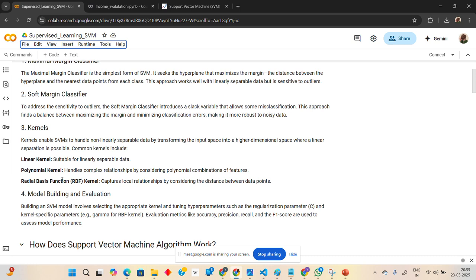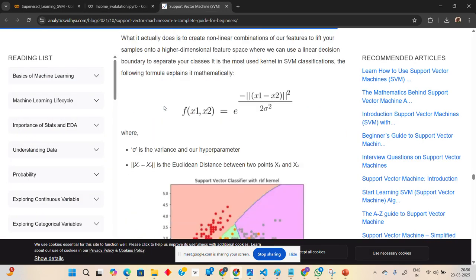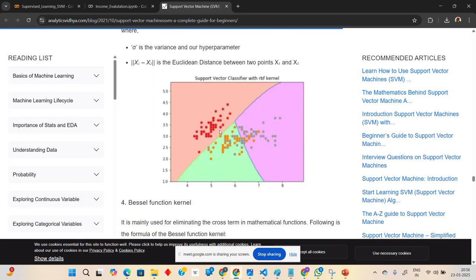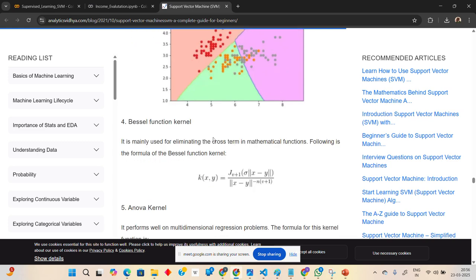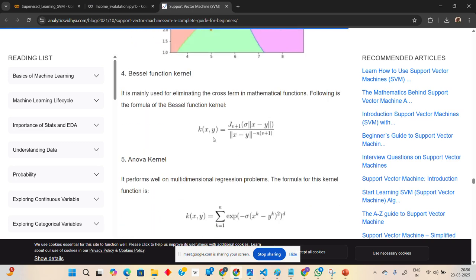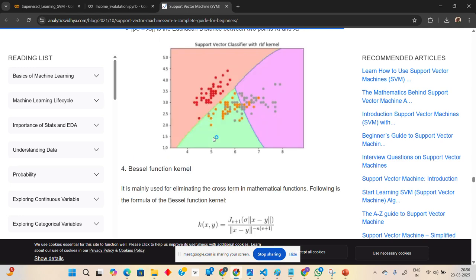Then the radial basis function, which is RBF. This actually captures the local relationships by considering the distance between the data points. How exactly it works, you can see here. Okay, this is the picture of the radial basis function kernel, so that we can capture most of the points, though they are not linearly arranged.